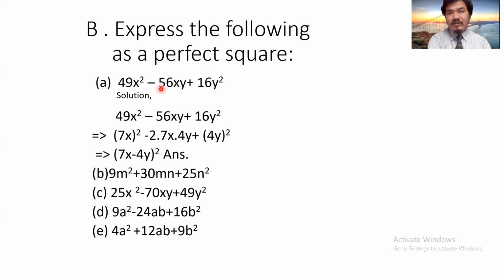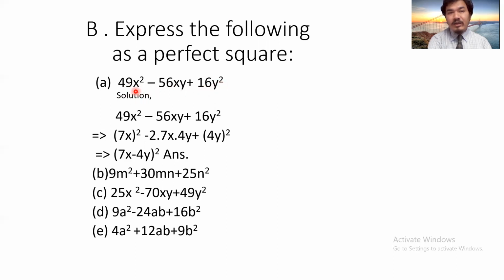Okay, this is the expression given. There are 3 terms. How to solve this one? First of all, look here, 49x square and here 16y square. The first thing you have to understand is that the first term and the last term will be given in square form, so we can express them as squares. 16y square is the square of 4y.